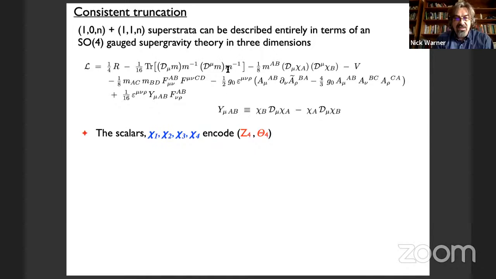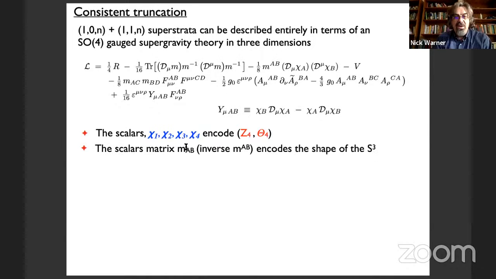Now, there are more scalars here. These have a very simple interpretation. The scalar matrix M_AB and its inverse, the A and B, I should have said, run from 1 to 4. That's their SO4 indices, and it's SO4 gauge theory. So there are 4 of these, and they transform as a vector of SO4 and all that sort of thing. This is a symmetric 4x4 matrix, and it is, in fact, the shape of the S3.